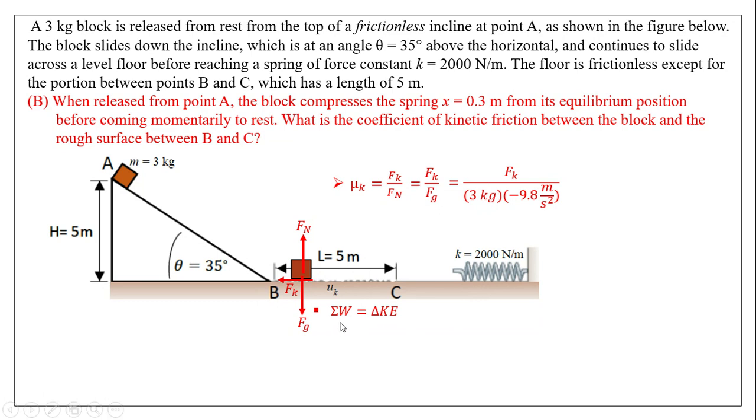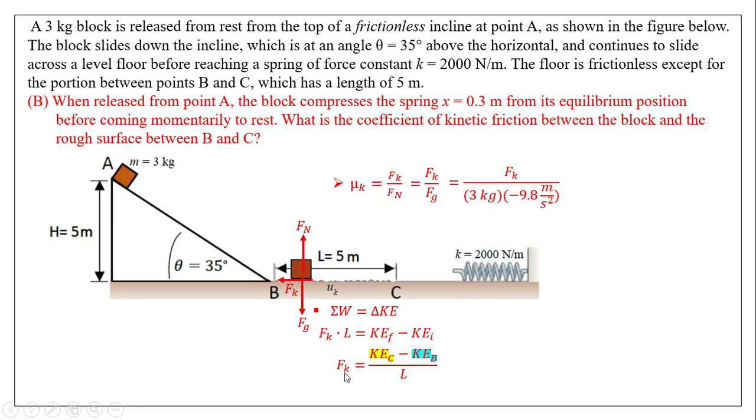Okay, I can use the work kinetic energy theorem. Here, work is equal to the force times displacement. Well, what force? The only force acting horizontally on this box along B to C here is the force of kinetic friction, which points left. It will slow the box down. Okay, well, what's the displacement? The displacement here is just L, which is 5 meters. And then I broke up delta KE into KF minus KI.